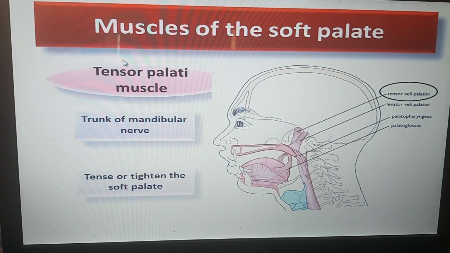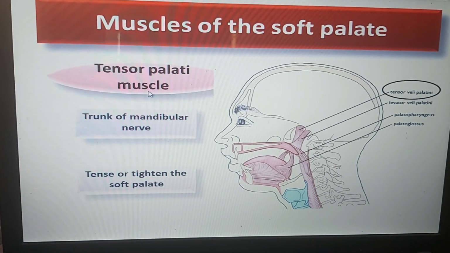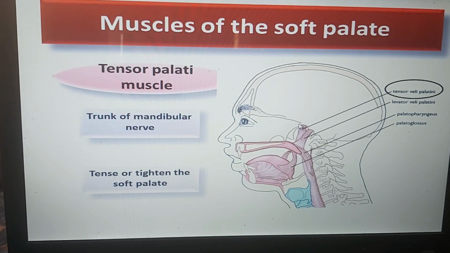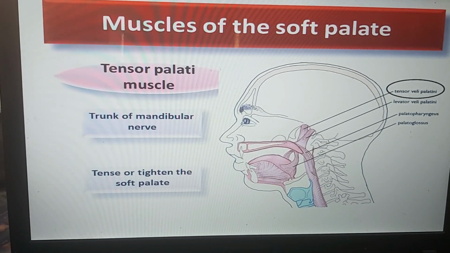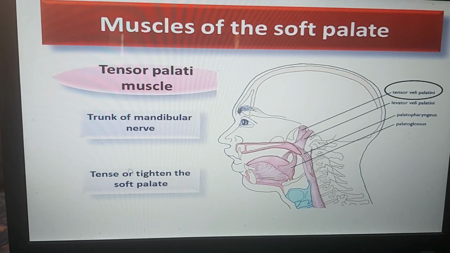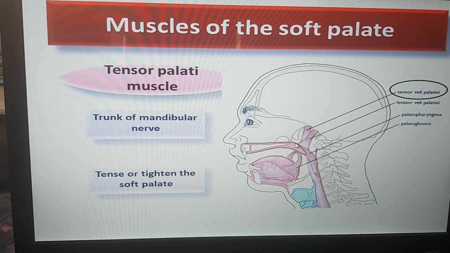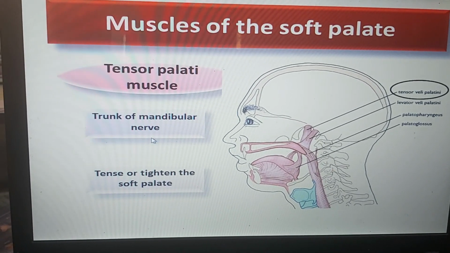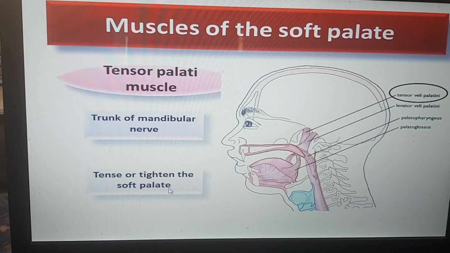Now we're talking about the muscles of the soft palate. Firstly, there is tensor palatine muscle. This is the tensor palatine, arise from scaphoid fossa and the spine of sphenoid to be attached into the palatine crest right here. It's innervated by the mandibular nerve. It tense or tighten the soft palate.